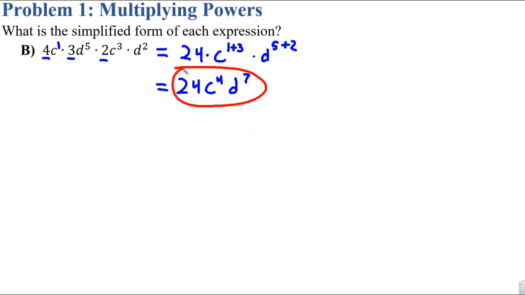And again, I know this is simplified because all my constant terms are multiplied. Okay, there's only one factor with the c, one factor with the d. We call this simplified form here.